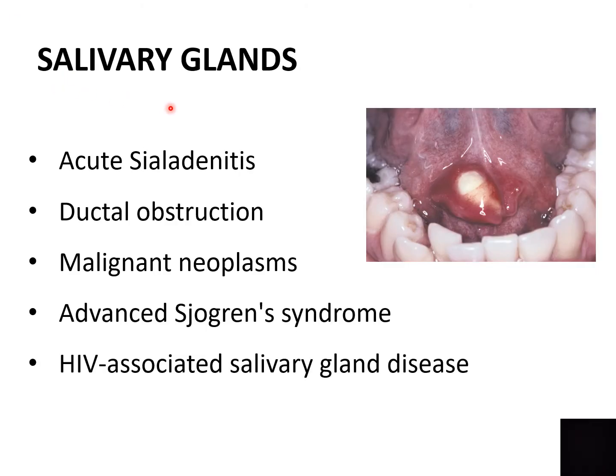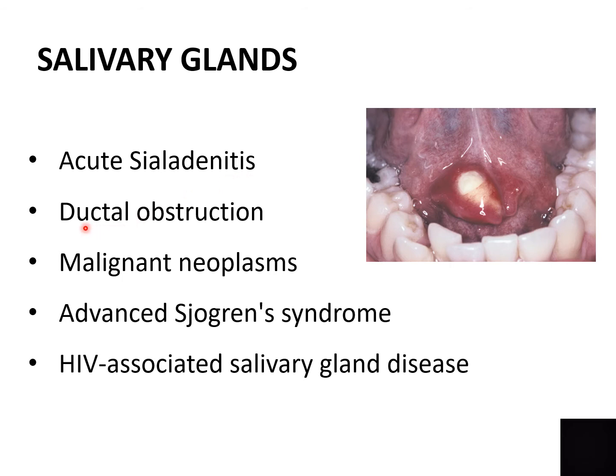Several salivary gland diseases may present with pain. We'll just talk about the more important ones here. Acute sialoadenitis, that is acute inflammation of the salivary glands. The classical example is mumps, which is a viral infection caused by paramyxovirus and primarily involves the parotid glands bilaterally.